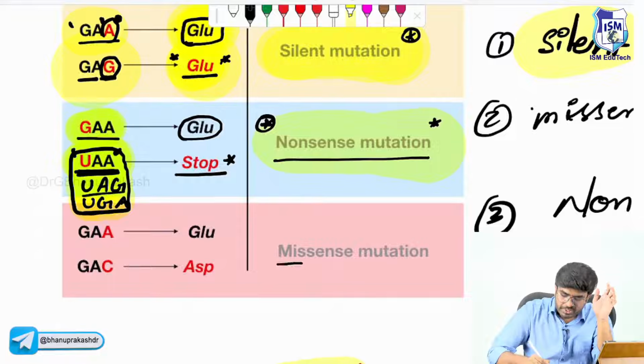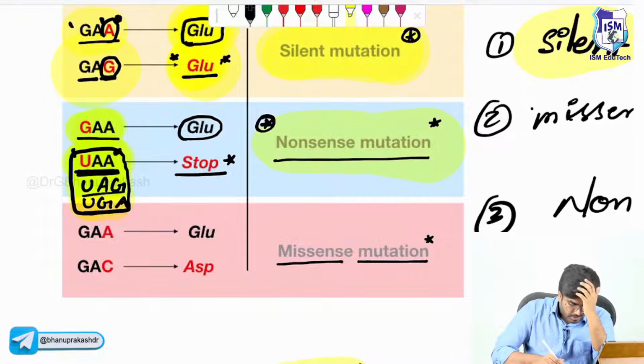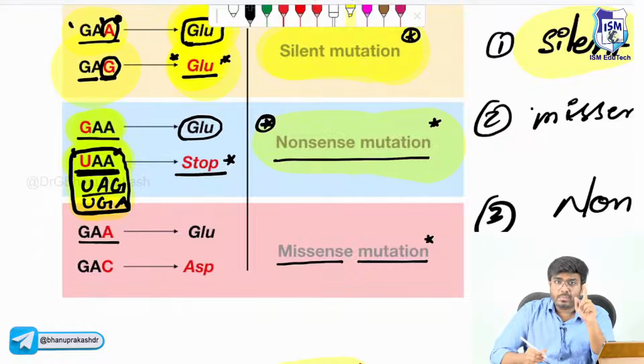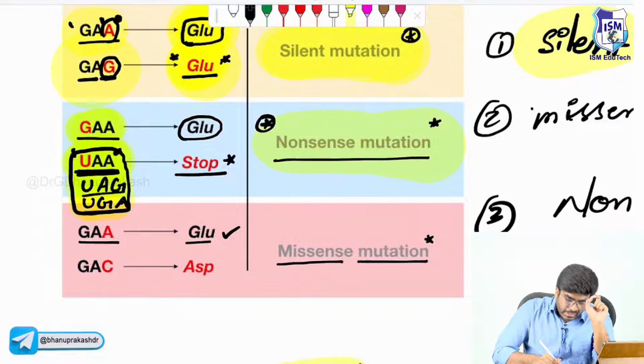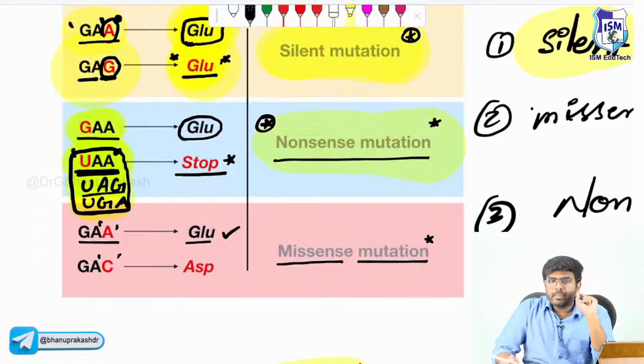And what is a missense mutation? See, it was supposed to be GAA. It is coding for glutamic acid. Now, in the place of adenine, cytosine is coming and sitting in the mRNA.